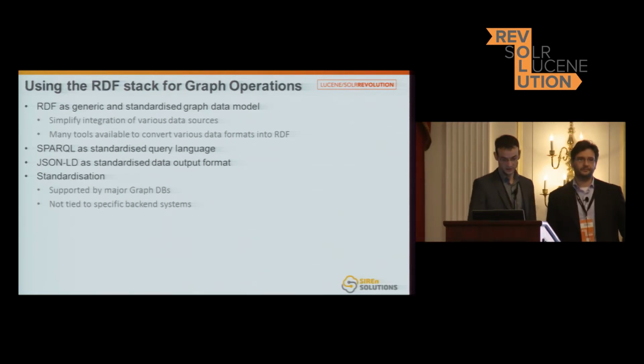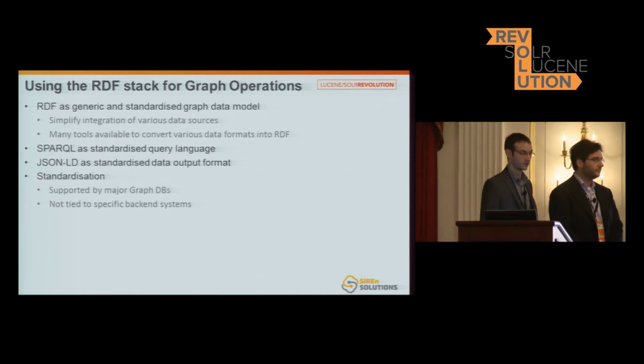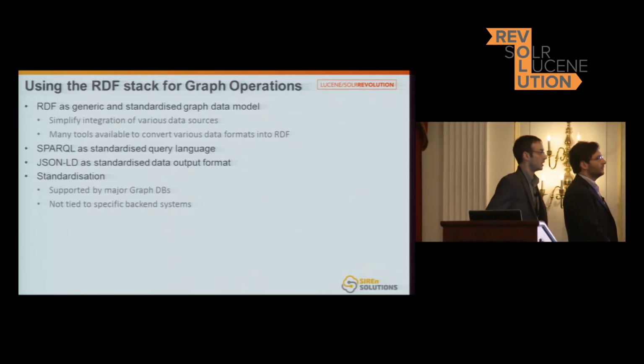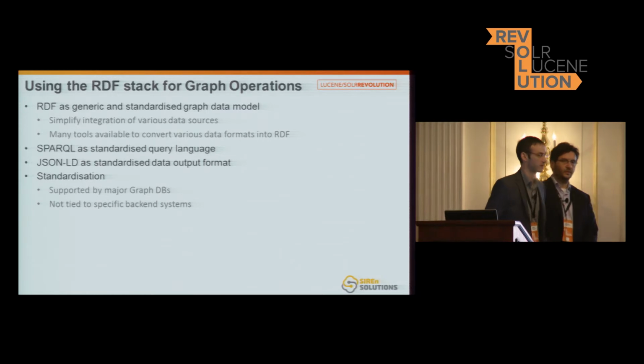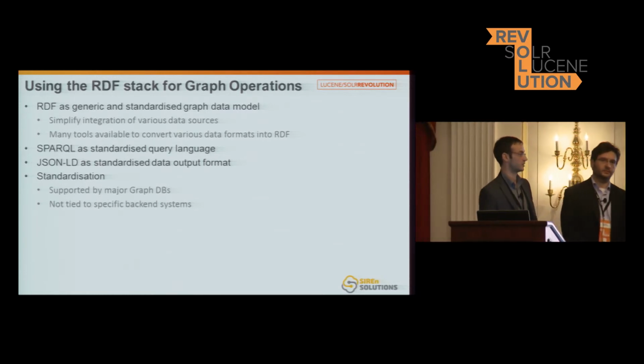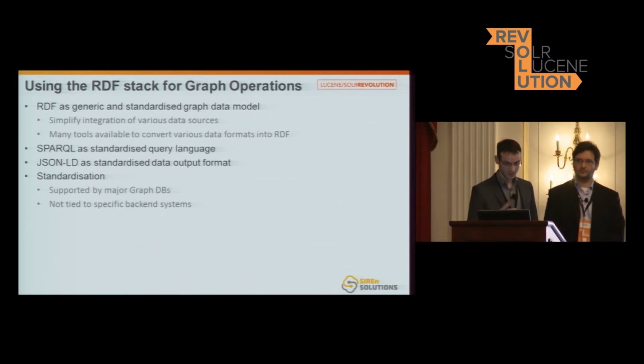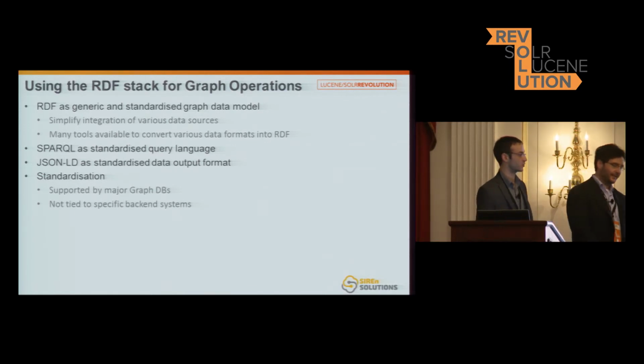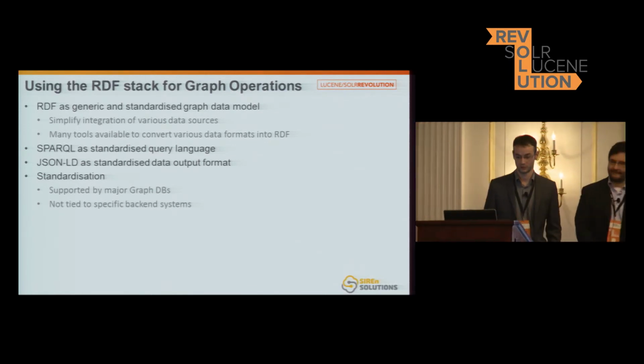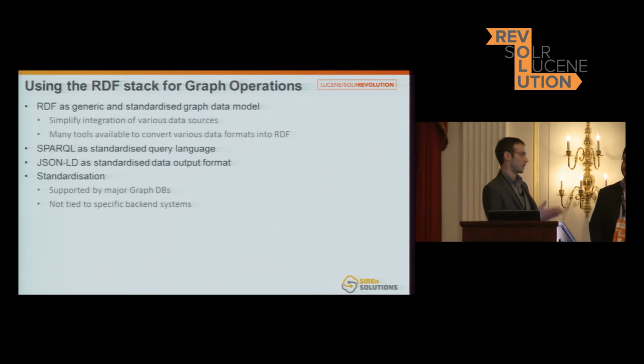So the basic idea is that we use the RDF stack for the whole pipeline. RDF is a generic and standardized way to represent graph data. We are also using SPARQL for the extraction and mapping phase of the graph, and JSON-LD to export this smaller graph into a JSON tree structure. And you will tell me, why use RDF?